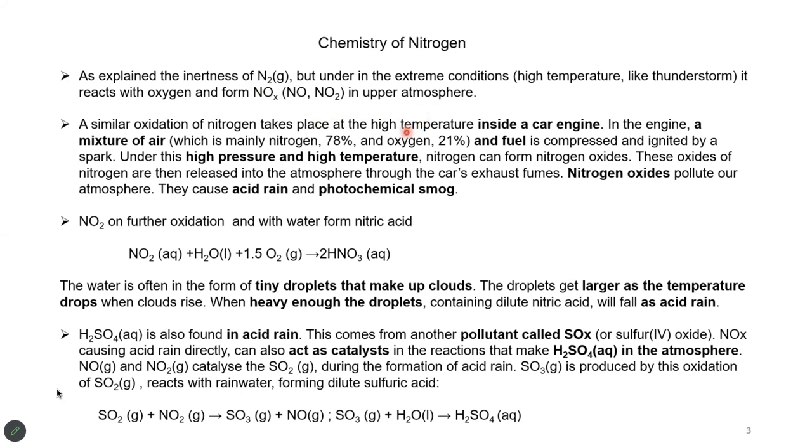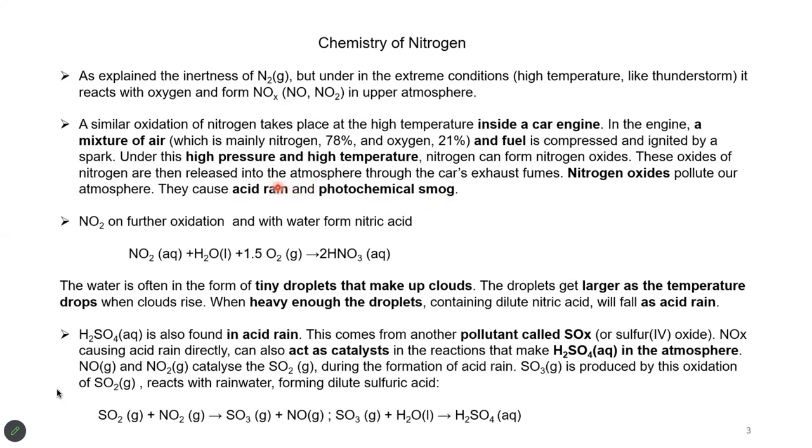Well, a similar reaction occurs in a car engine. When we have a mixture of air and fuel in the engine, we compress it and then ignite it with a spark. Under this high pressure and high temperature, nitrogen forms nitrogen oxides. These oxides then come through the exhaust fumes, and that nitrogen oxide pollutes our atmosphere. From there, we get pollution, acid rain, and photochemical smog.